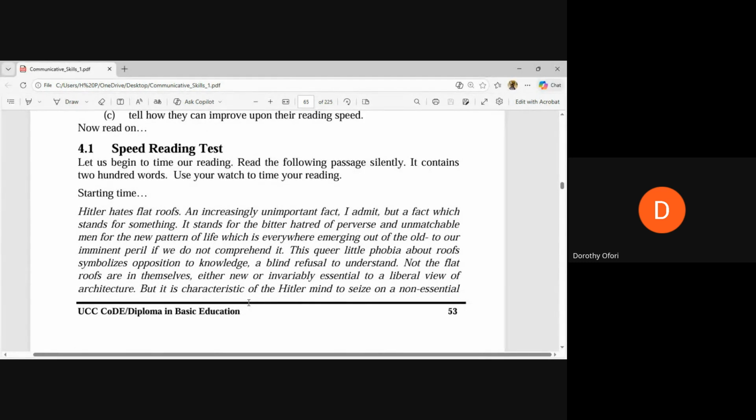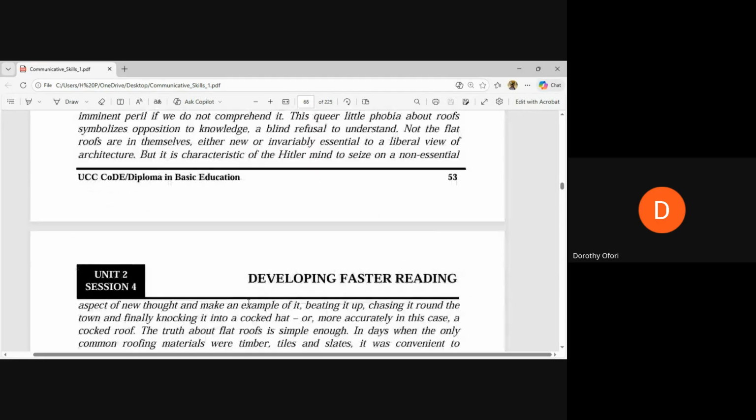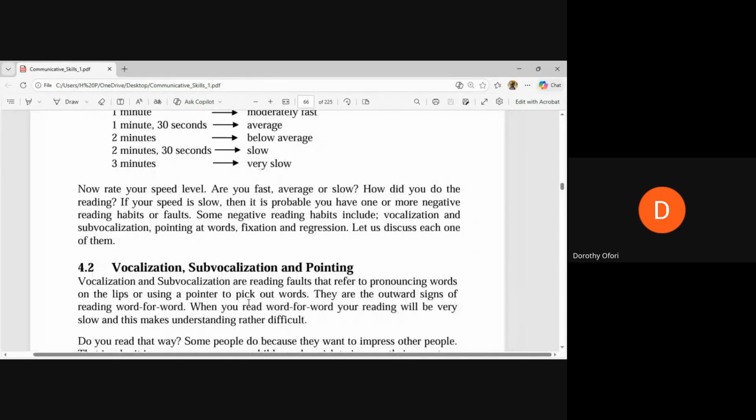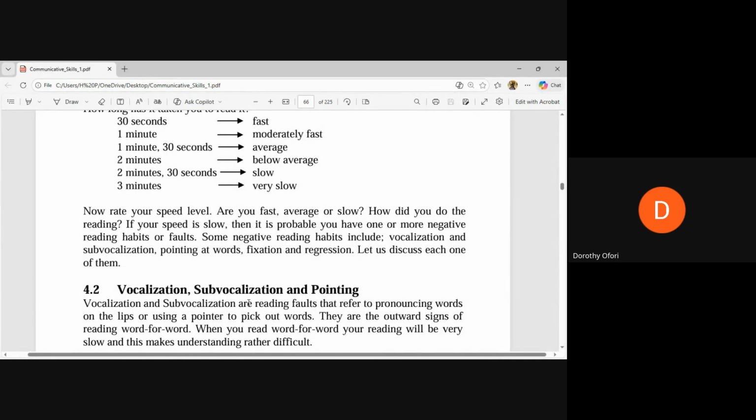There is a speed reading test here. When you read, you time yourself. How many minutes did I use in reading? How many hours? How many seconds? This is for your own use when you are at your free time. You can read and rate your speed level. Am I a fast reader? Am I an average reader or a slow reader?